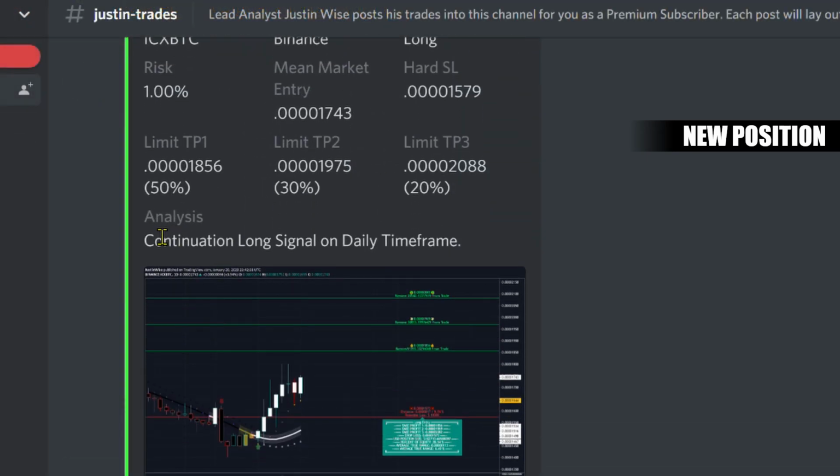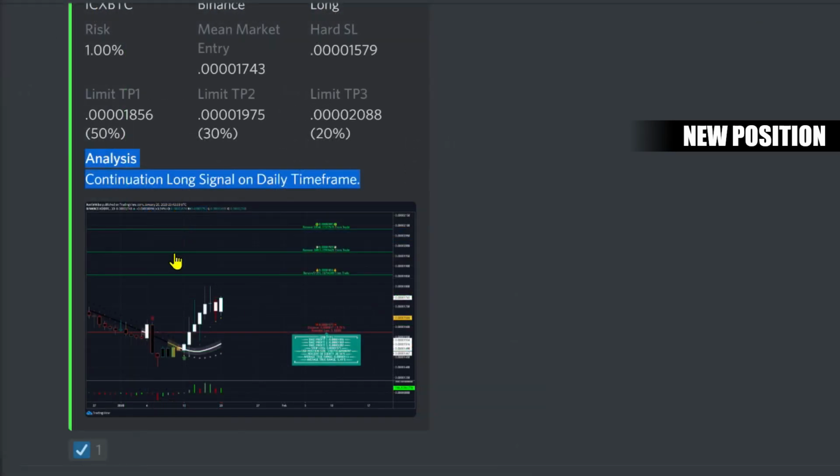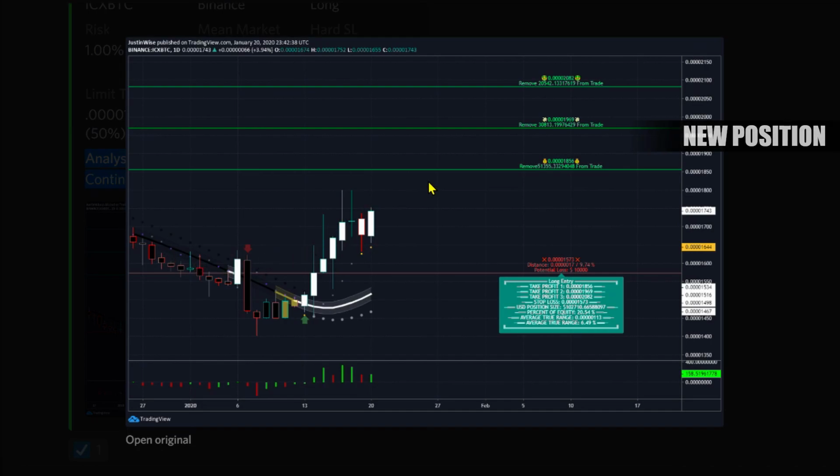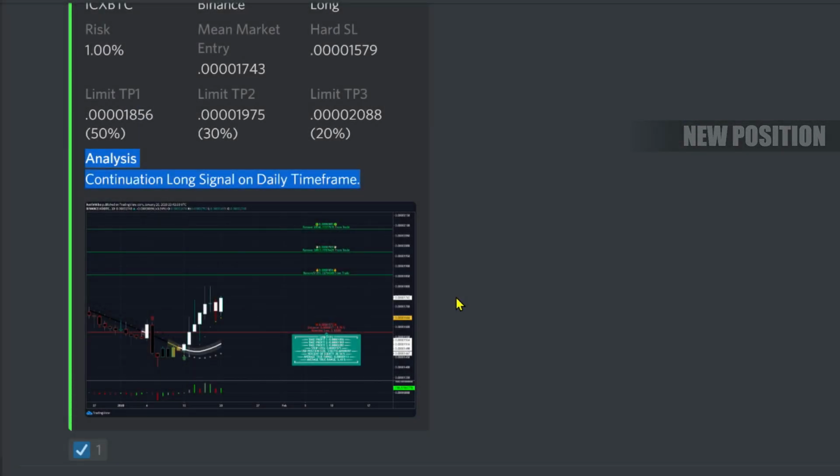The analysis includes specific notes about the trade, such as the rationale or strategy behind the signal. Some trades will also include a chart, plotting the data relevant to this particular trade.